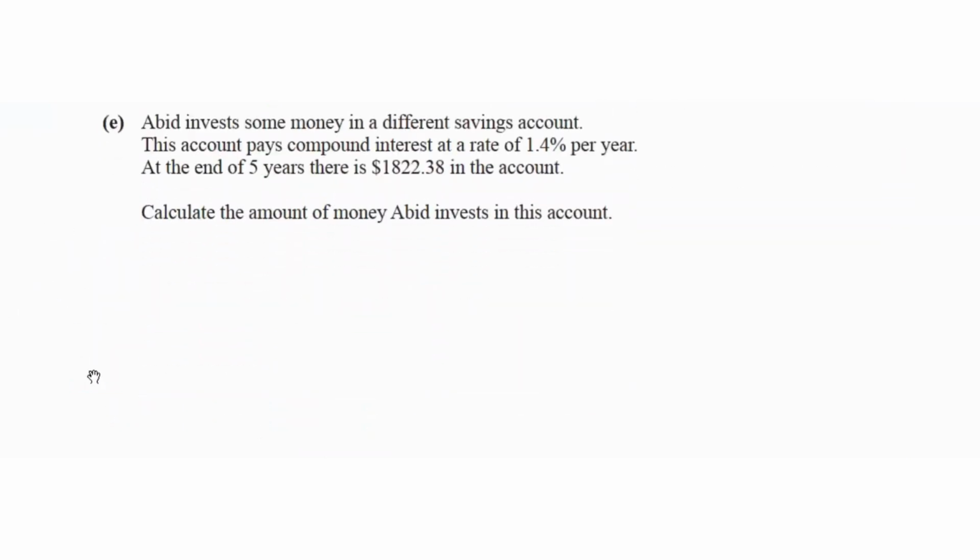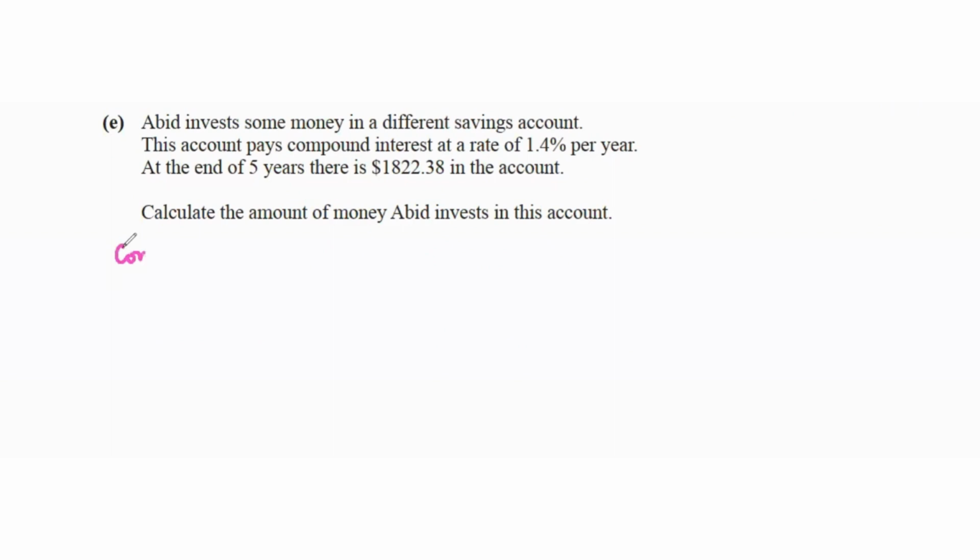Then Abid invests some money in a different savings account. This account pays compound interest at a rate of 1.4% per year. At the end of 5 years, there is $1,822.38 in the account. Calculate the money that he invested.